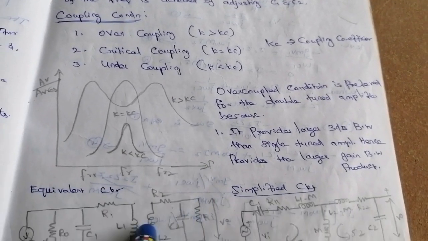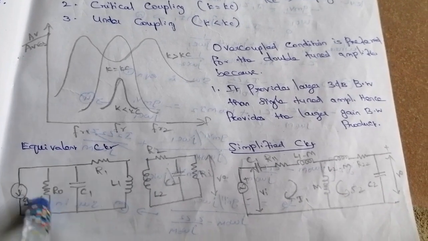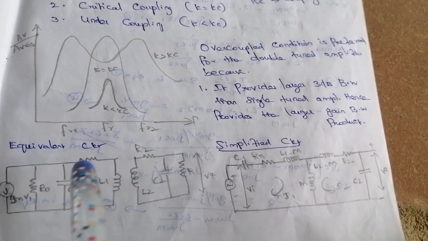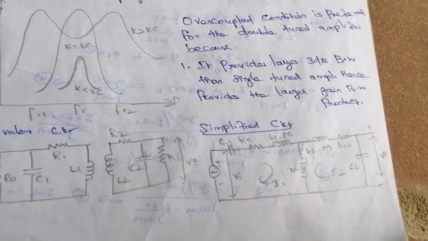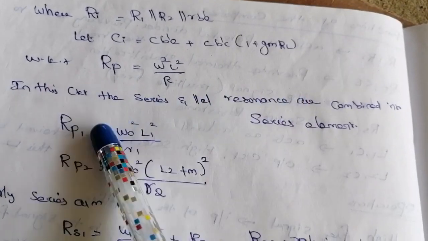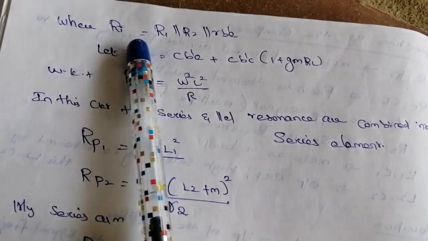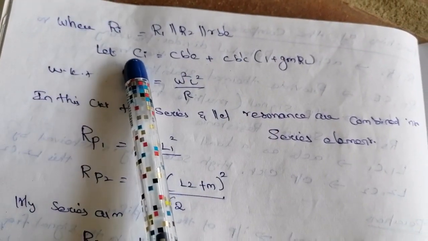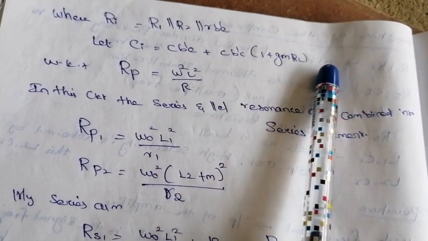So this is the equivalent circuit of double tune amplifier. This is the first common emitter configuration circuit. This is the second tune circuit. After simplification, we finally get the simplified circuit diagram like this. In the simplified circuit, Ra is the parallel combination of R1, R2, RBE. Likewise, Ci, the input capacitance, is Cb'e plus Cb'c into 1 plus gm RL.